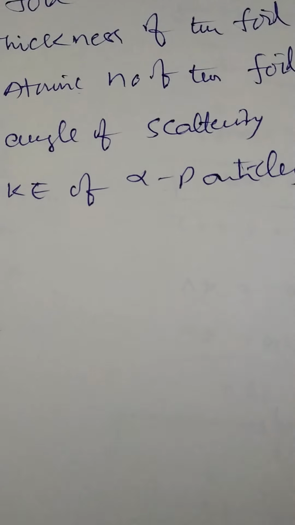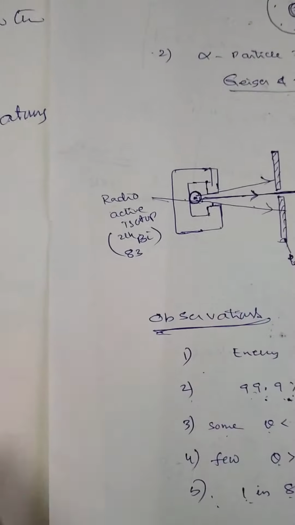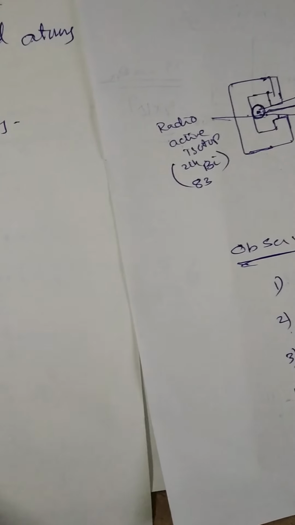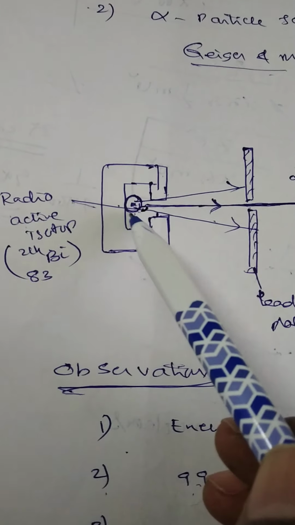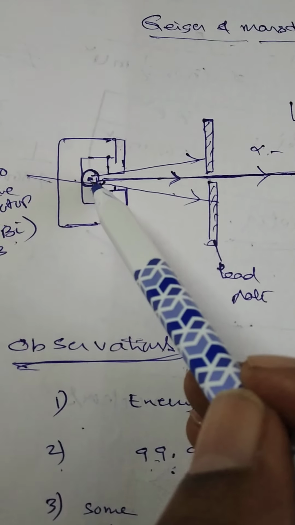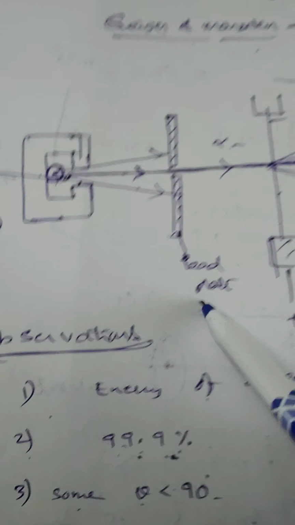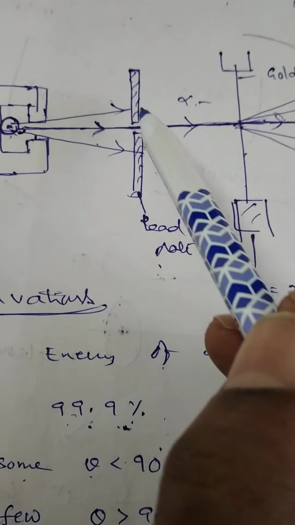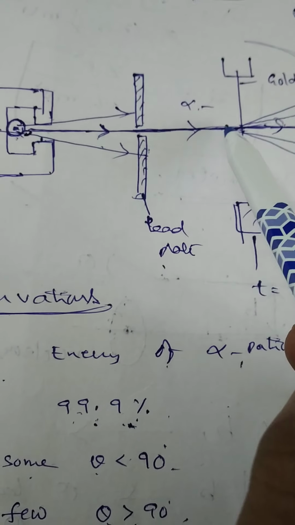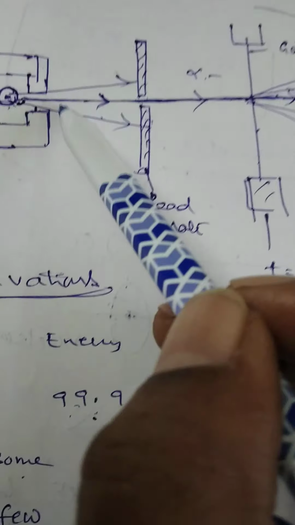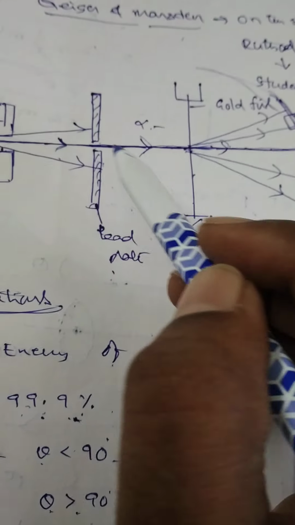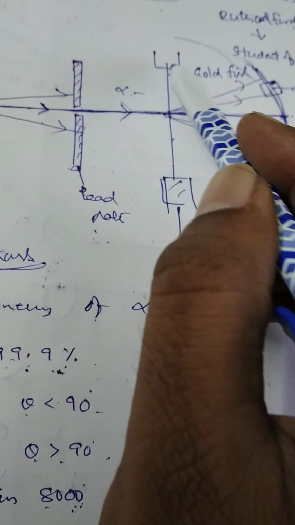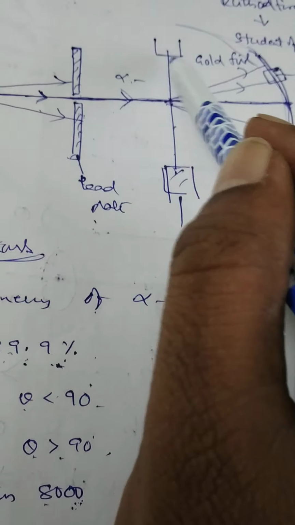See here, once again I will show the experimental arrangement side by side. This is the experimental arrangement. This is a source of alpha particles like bismuth. The alpha particles coming out from the bismuth are made to be incident on the lead plate. The lead plate has a small hole at the center. After passing through the hole, alpha particles become a fine pencil beam, which is again made to be incident on the thin gold film.